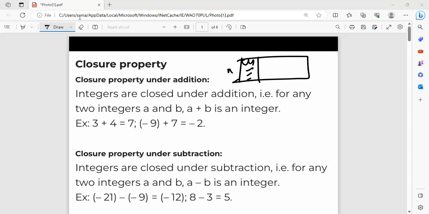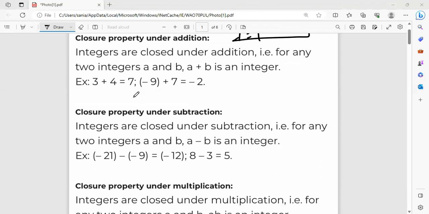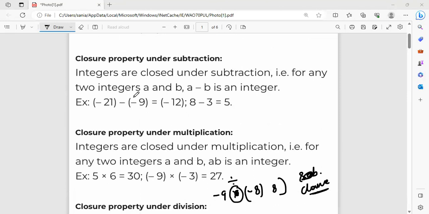Ma'am, for closure property under subtraction, at the answer, there will be no solution, right? Yeah. No, subtraction, there will be a solution. Now, for closure, everything is possible. Closure, subtraction, addition, multiplication, division, everything is possible for closure only.